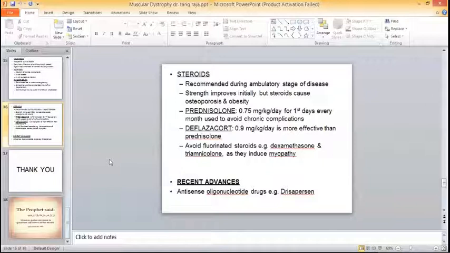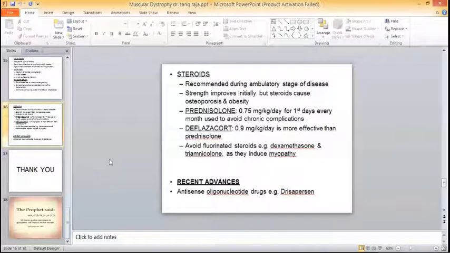The last part of the treatment is steroids, recommended during the ambulatory stage of the disease. Strength improves initially, but steroids cause, in most cases, osteoporosis and obesity. What kind of steroid can be given? It has a specific way to be given, for the first days of every month, and then avoid chronic complications. Not going into the details of how we prescribe, prednisolone and deflazacort can be used, and dexamethasone or triamcinolone are usually avoided because they induce myopathy, as they are fluorinated steroids.